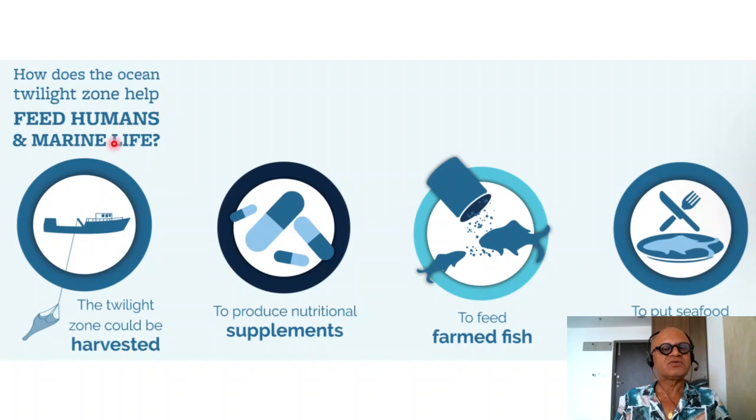How does the ocean twilight zone help feed humans and marine life? The twilight zone could be harvested to produce nutritional supplements, to feed farmed fish. So a lot of the zooplankton that live in the mesopelagic zone are actually food for many of the upper level fish that migrate up and down. So the twilight zone plays a role that way to feed, but you can also use that to feed farmed fish as a supplement to exploiting fish unsustainably, to put seafood on your table.